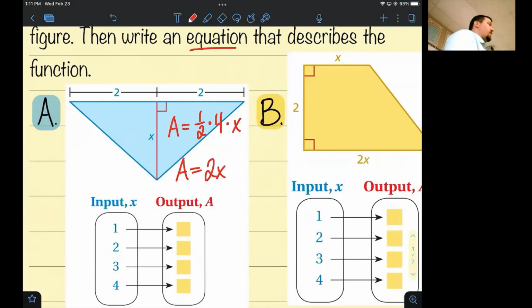Now that is the area of this triangle. Not every triangle is going to have a base of 4, so this only works if your base is 4. If you plug in 1, what would that make the area of your triangle? 2. If you plug in 2, that'd make the area 4. If you plug in 3, that'd make the area 6, and if you plug in 4, 8. Again, that's for this triangle.